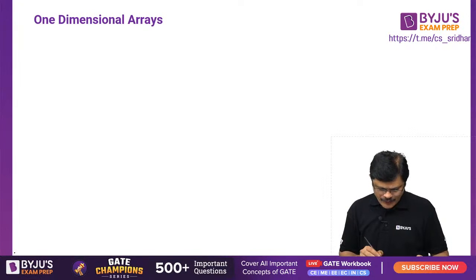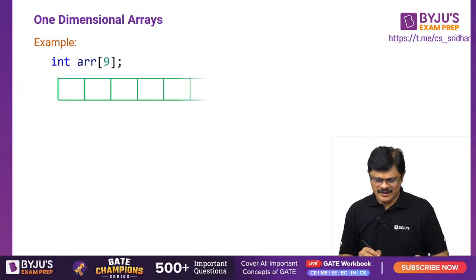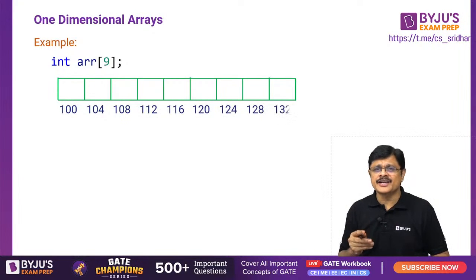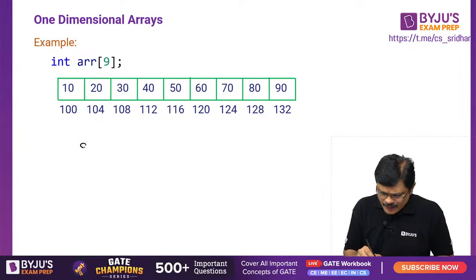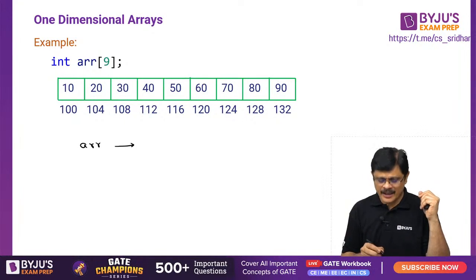So yesterday we talked about one-dimensional array. A quick review. This is an array of size 9. Suppose the addresses, I am assuming the size of integer is 4 bytes, my dear friends. So these are the addresses. Now assume that the elements are 10, 20, 30, 40, 50, 60, 70, 80, 90. Now if I print ARR, assuming 100 is the base address location, what will be printed for ARR?